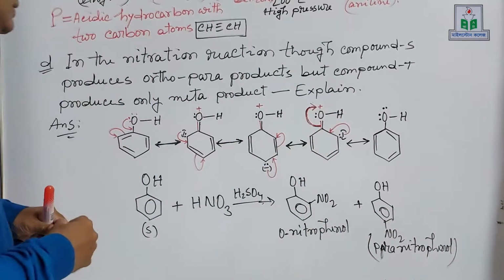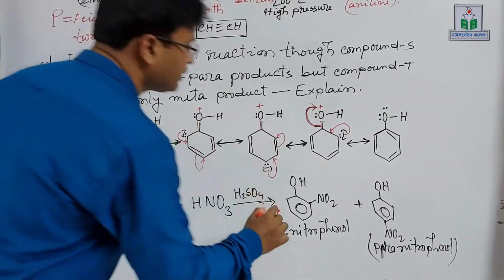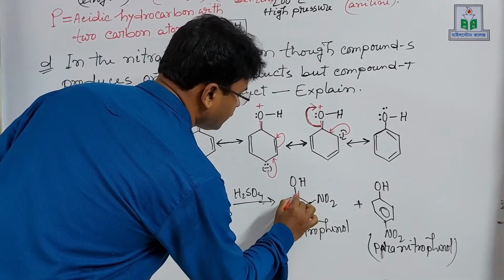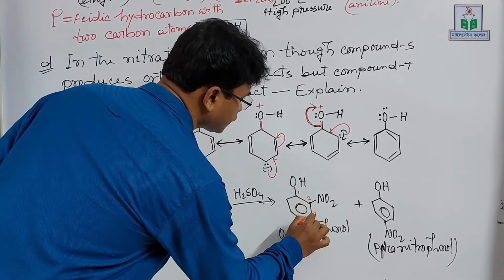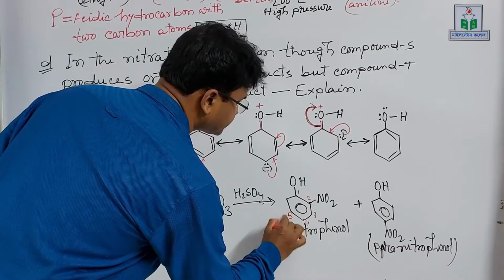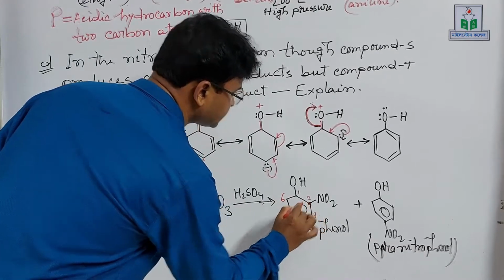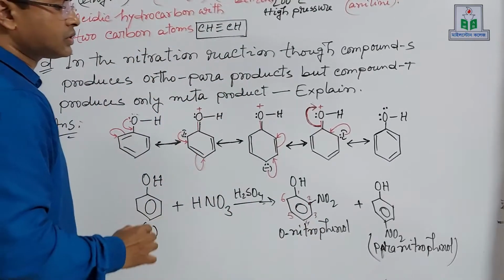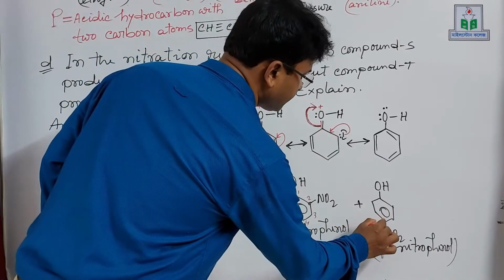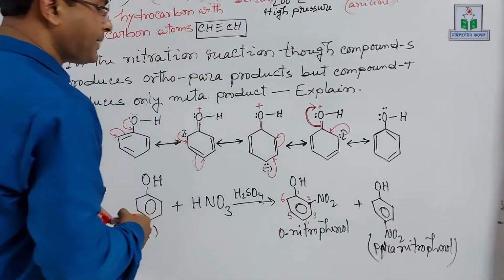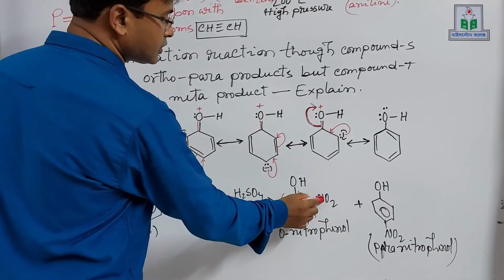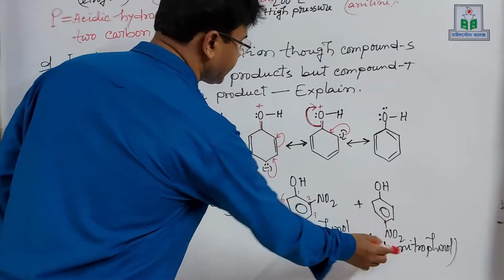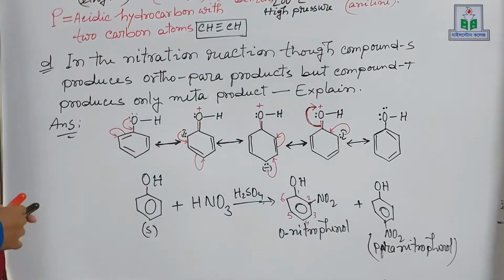Paranitrophenol. Dear students, all of you know that 1, 2, 3, 4, 5, 6. The position number 2 is known as ortho and position number 4 is known as para. That's why this is orthonitrophenol and this is paranitrophenol.